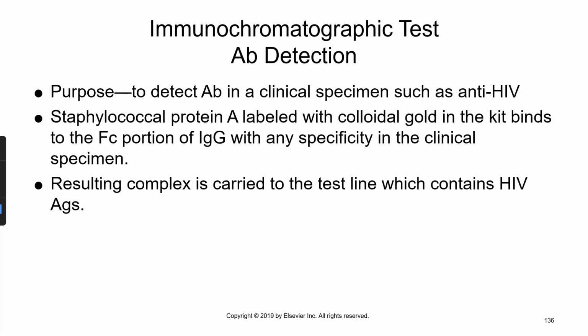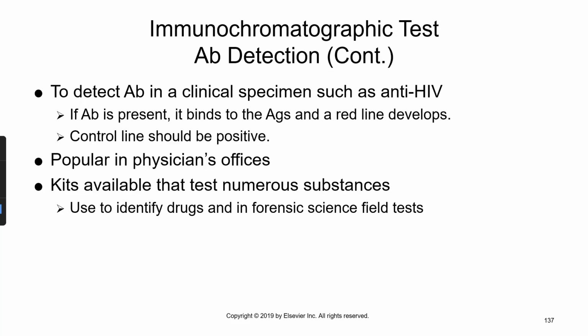The purpose is to detect antibody in clinical specimens, such as anti-HIV. Staphylococcal protein A, labeled with colloidal gold in the kit, binds to the Fc portion of the IgG with any specificity in the clinical specimen. The resulting complex is carried to the test line, which contains HIV antigens. To detect antibody in a clinical specimen such as anti-HIV, the control line should be positive.